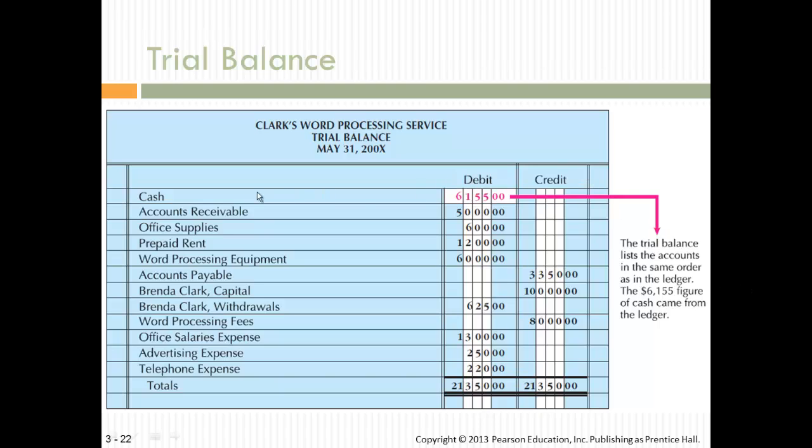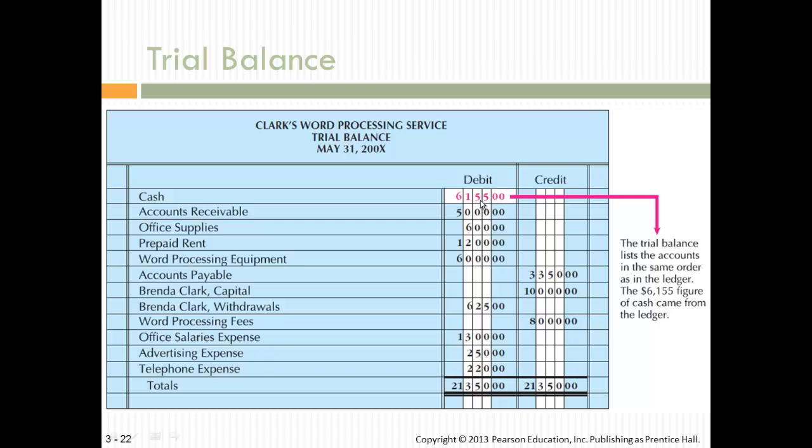So let's see if we can go through that. Here's your trial balance. Your trial balance is in order of liquidity of the balance sheet. So cash is always first. Liquidity is a term meaning how quickly something can be turned into cash. So cash, accounts receivable, office supplies, prepaid rent, then your equipment. Your equipment takes longer to sell and liquefy. Then come your debts, your accounts payable and other debts, then your capital, then your revenue, then your expense.